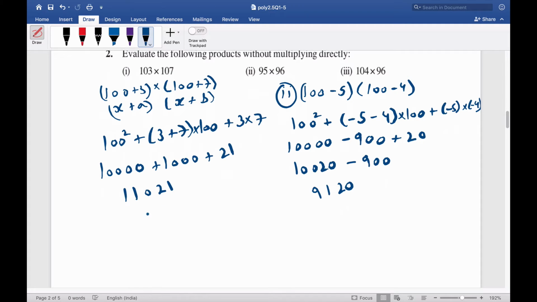Next, it says 104 into 96. Now, this is the third identity which we've learned last year. I can write it as 104 into 96 as 100 plus 4 bracket 100 minus 4.